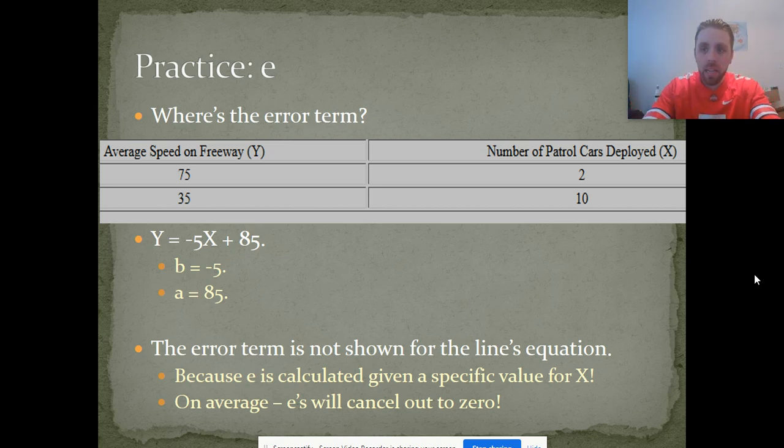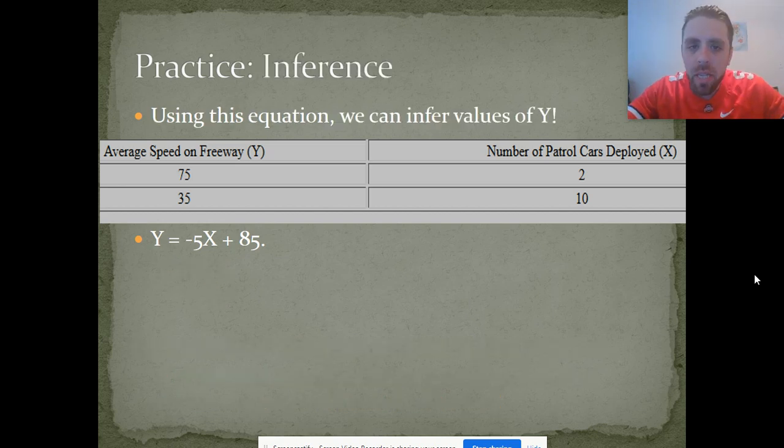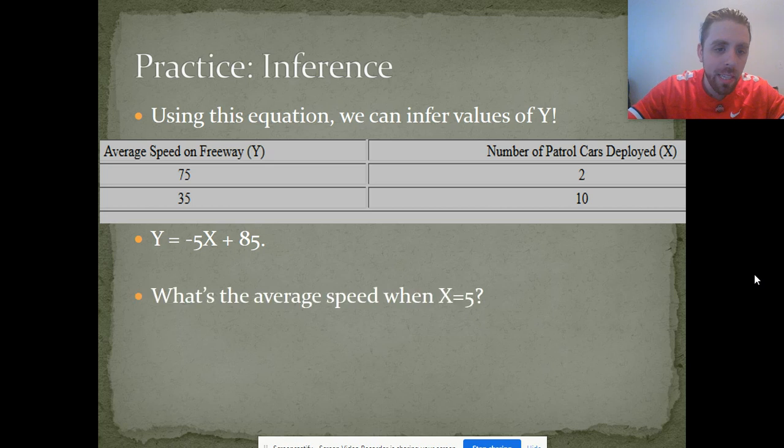All right, so hopefully everybody's regaining their familiarity with the regression line. So using this equation, we can actually infer values of y. So y equals negative 5x plus 85. I only have 2 data points here, 2 and 10. But regression is so powerful because it allows us to ask, what if I wanted to know the average speed when x equals 5? Okay, well, I have a higher value than that, and I have a lower value than that. Now it's just simple algebra.